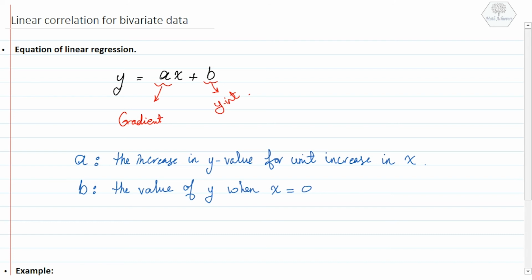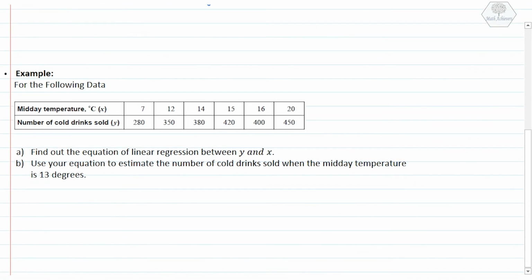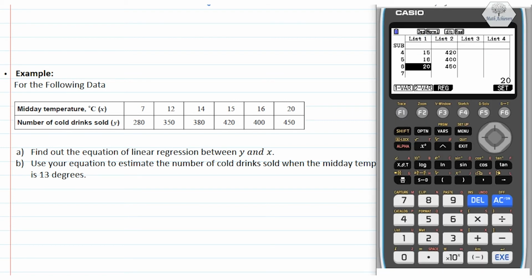So now let's go for an example. For the following data, I have the same data. Part A, we want to find the equation of linear regression between y and x. I'll go to my calculator and fill in the lists. They are already filled: List 1 with the values of x and list 2 with the values of y. And I go to calc, I go to reg, I choose x and I choose ax plus b.